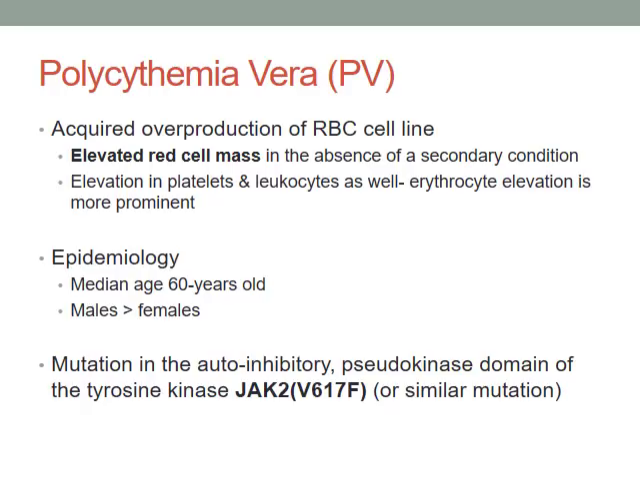PV, or polycythemia vera, is also a tyrosine kinase mutation, but this one involves specifically the JAK2 mutation, and the gene is actually the JAK2 V617F.